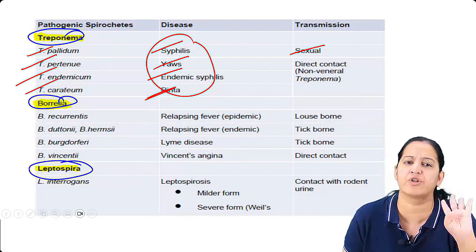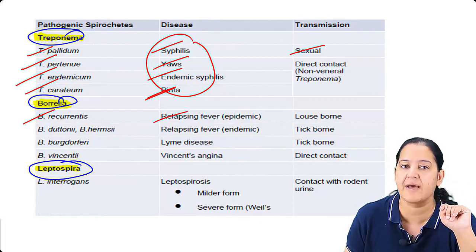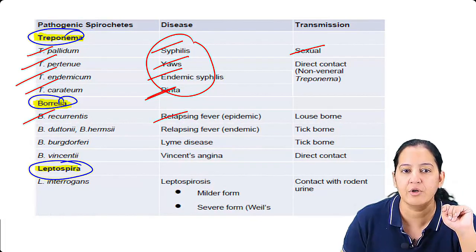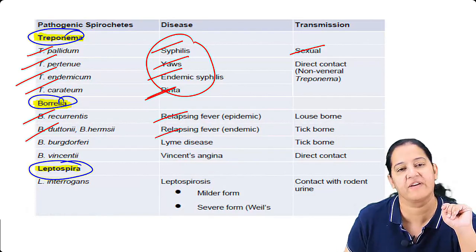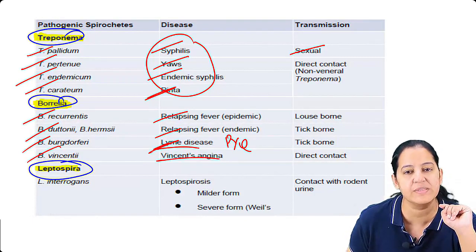You get a direct question on that. There are also four Borrelia. Borrelia recurrentis causing relapsing fever. Borrelia duttonii causes relapsing fever. Borrelia burgdorferi causes Lyme's disease, very common PYQ. Borrelia vincentii causes Vincent angina.